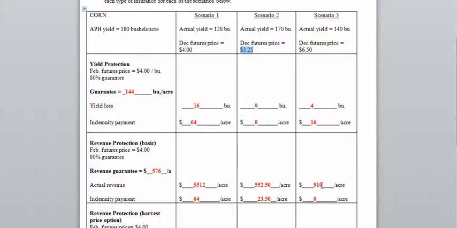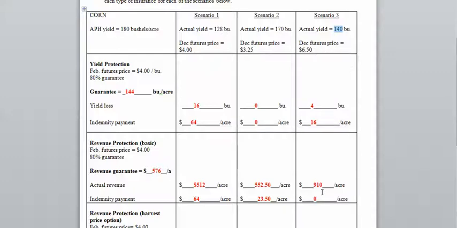Now on to scenario 3. Remember, in scenario 3 we have a low yield, 140 bushel per acre. But like in most times when we have a scenario like this, we have a low yield, which probably means other people have a low yield too. That can typically drive price up. In this scenario, corn went to $6.50 a bushel.